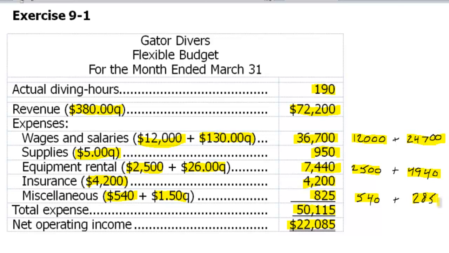This is what we should or could expect based upon our planning budget, but now using an actual activity level of 190. Based upon 190 actual diving hours, we should have had net operating income of $22,085. Later on, we're going to compare that to actual results and see how we did.